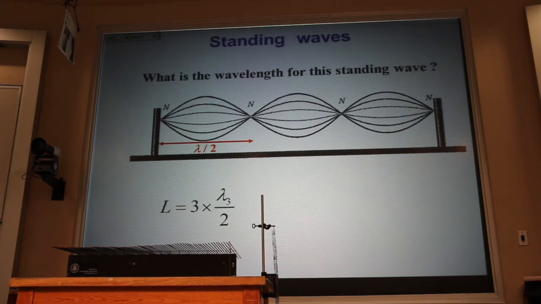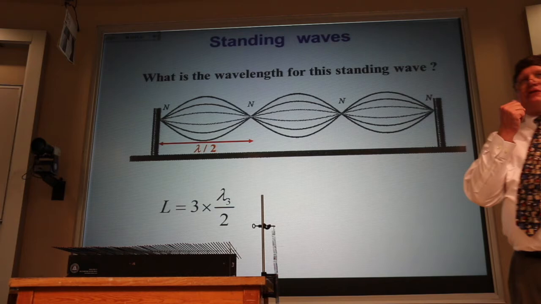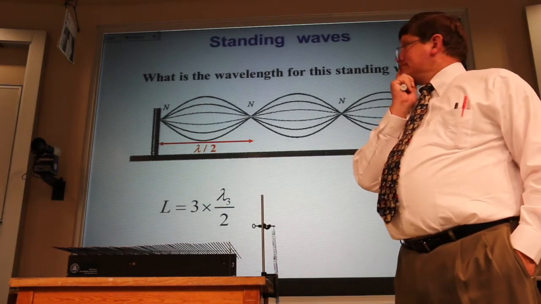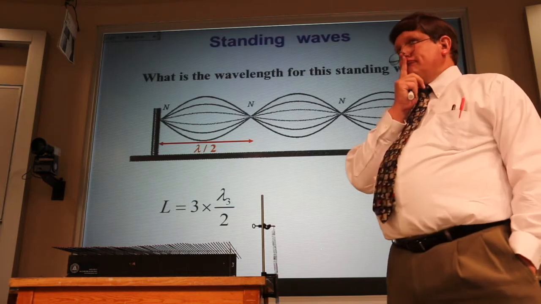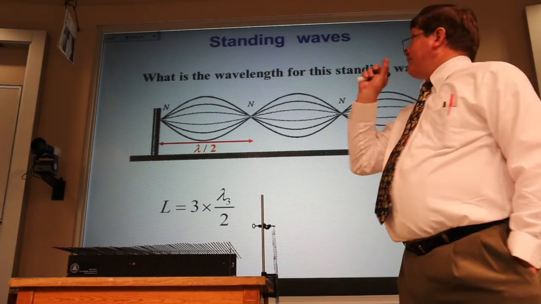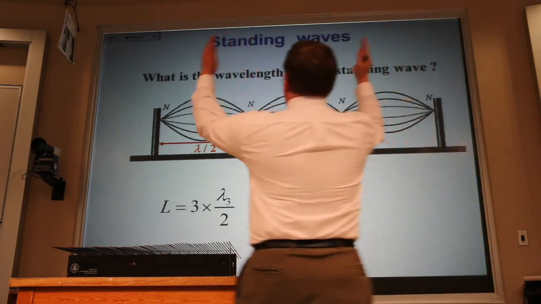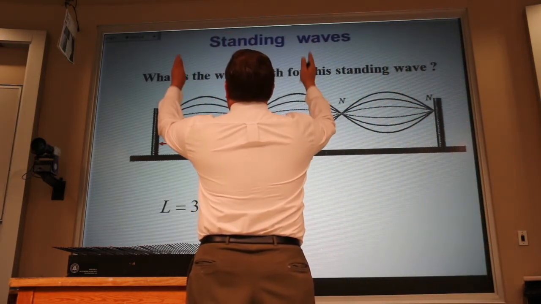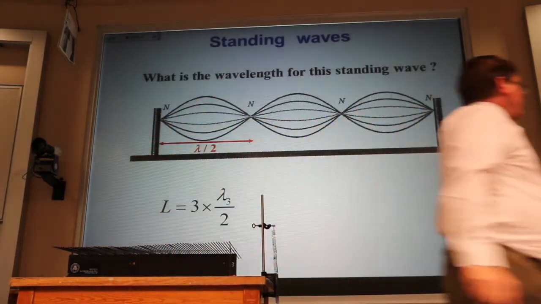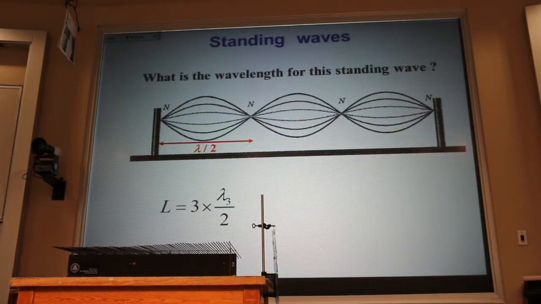What is the wavelength in terms of L here? 1/2 L. Is it half L? 2/3. 2/3 L. Now, some of you could just visualize that. You say, well, 2 footballs is a wavelength, and that's 2/3 of the total L. Let me show you another way if that doesn't work for you.